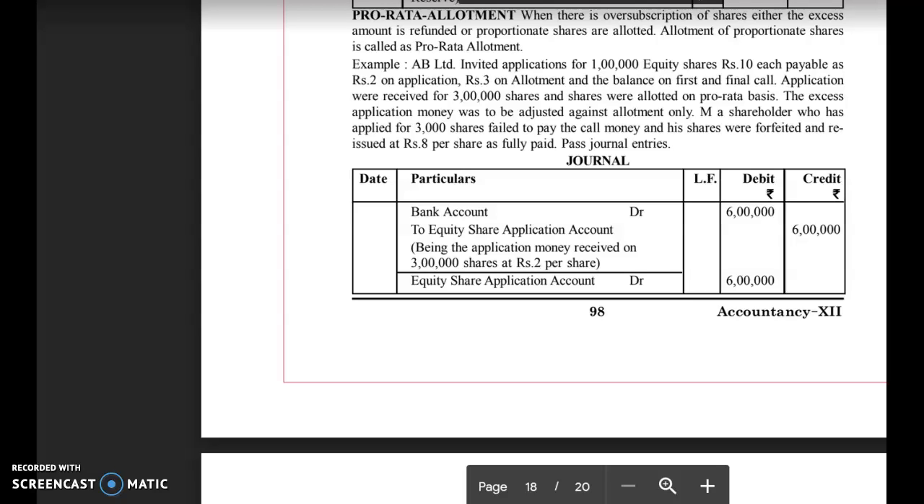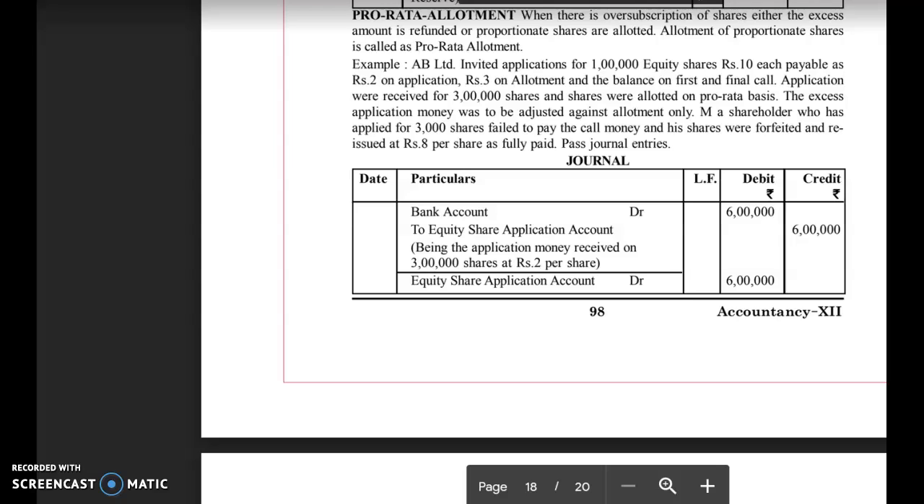Now on allotment, how much money is required from M? M has been allotted only 1000 shares. The rate of allotment is rupees 3 per share. So he is required to pay rupees 3000 on allotment. His surplus was 4000. Out of 4000, the company adjusted his allotment money, that is 3000. Again, how much surplus is left out? That is 1000. Totally he had paid 6000: 2000 of the application adjusted, 3000 of the allotment adjusted, 1000 still left out.